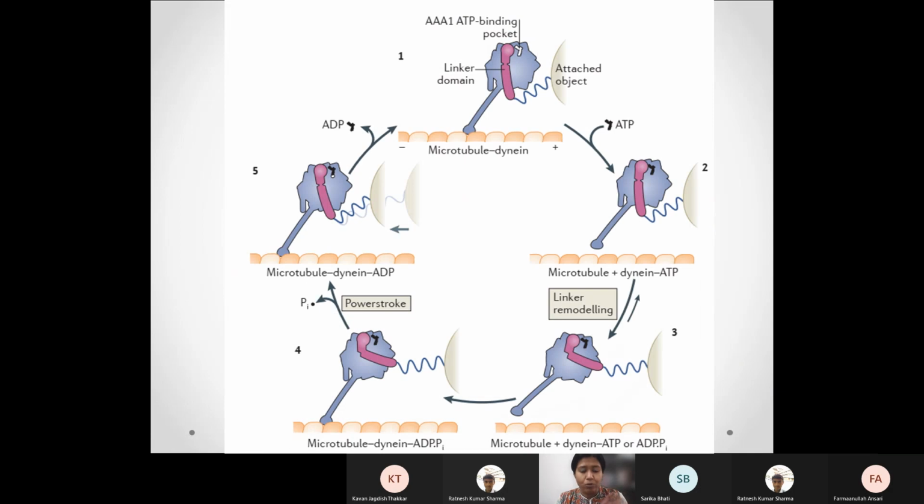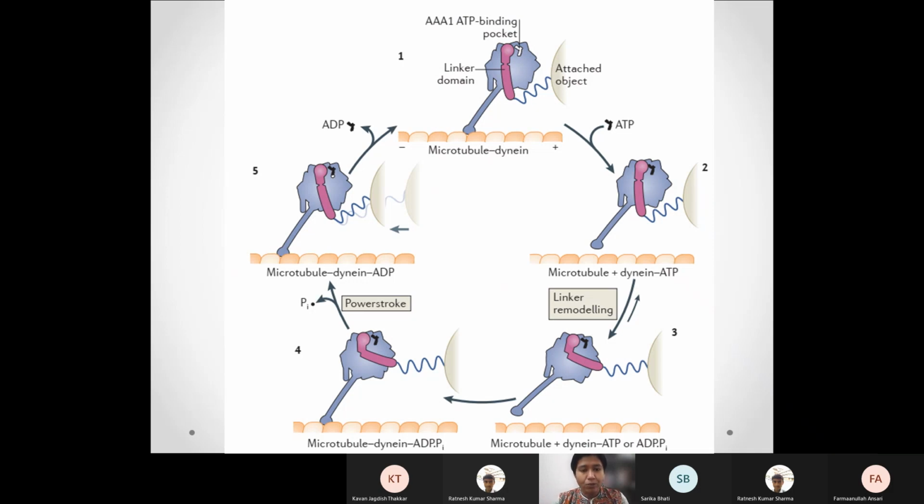All of these go to show one thing, that the AAA1 subdomain is the most important domain for ATP binding and hydrolysis. So the entire power generation for dynein motion occurs through AAA1. So this much we had seen.